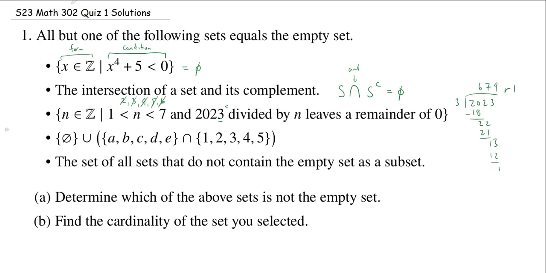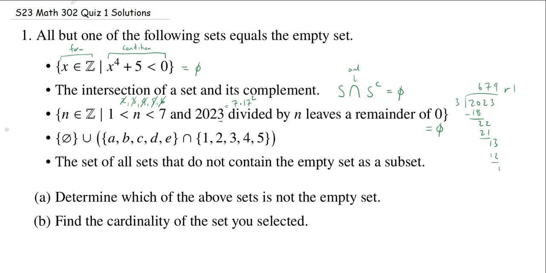Actually, it's kind of nice. There's only 2 prime factors in 2023, 7 and 17. In fact, the 17 goes in twice. So this is also equal to the empty set. All right, let's look at the next one.